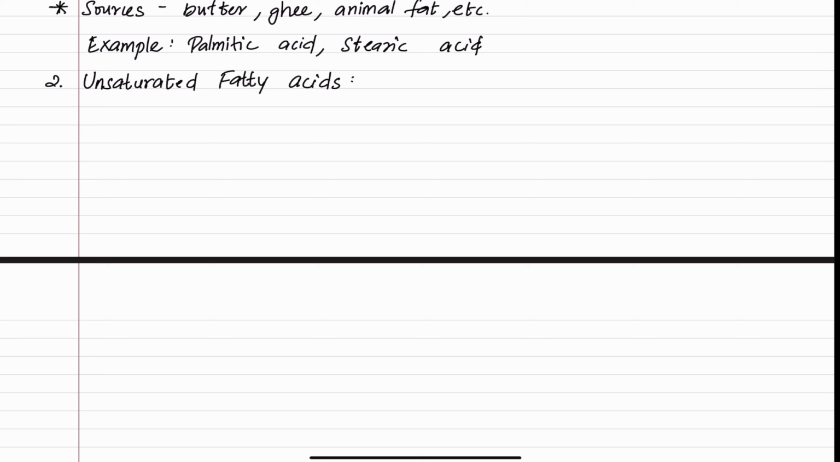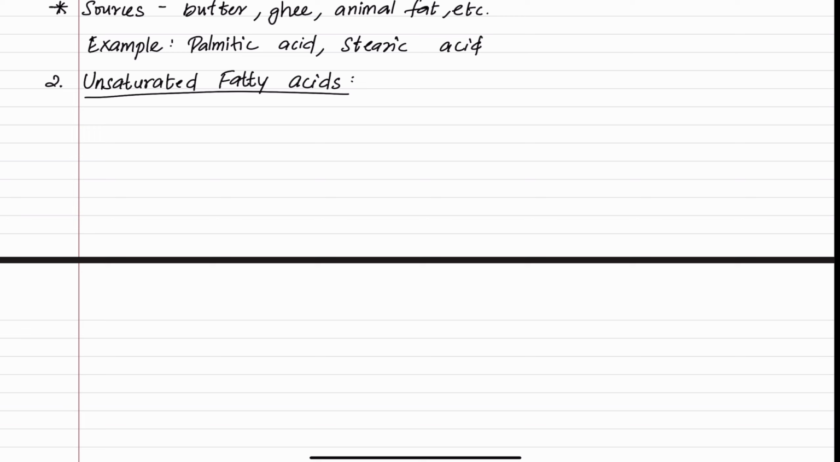Unsaturated fatty acids can be further divided into two, which is monounsaturated fatty acids and polyunsaturated fatty acids. So monounsaturated fatty acids, as the name suggests, only have one double bond. Whereas for polyunsaturated fatty acids, it means that there are two or more double bonds. It's that simple. Instead of writing everything down, I'll just tell you what it is.